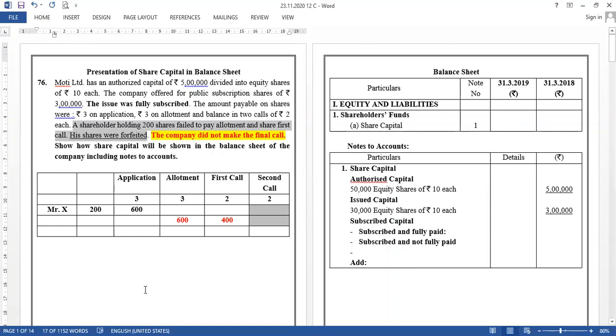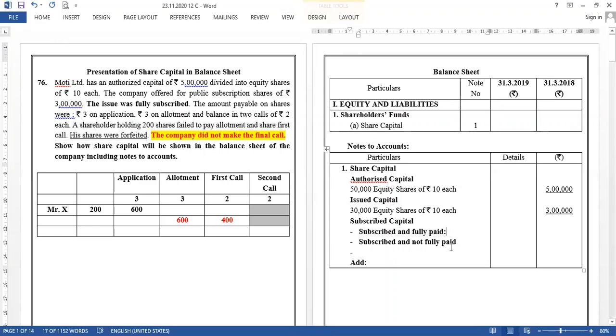Do you feel like any amount has to be shown under this head, subscribed and fully paid? If yes, why? If no, why? Okay. I want you to recollect those two conditions for subscribed and fully paid. Will not write any amount there. That's very correct. Why? Because the company has not called up the full value. That's very correct.